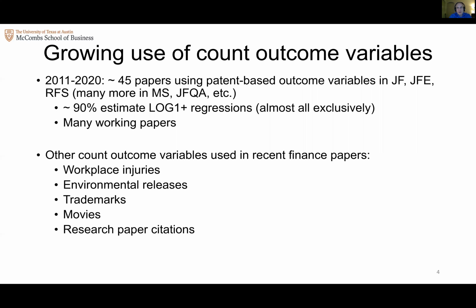That's something we need to think a bit more about: if somebody wants to estimate an IV regression, do we have a natural proposed solution for how that could be done without running into some of the problems with these log of 1+ regressions?